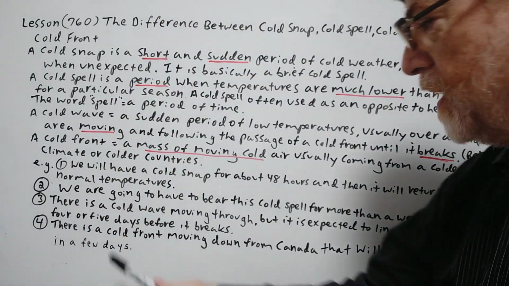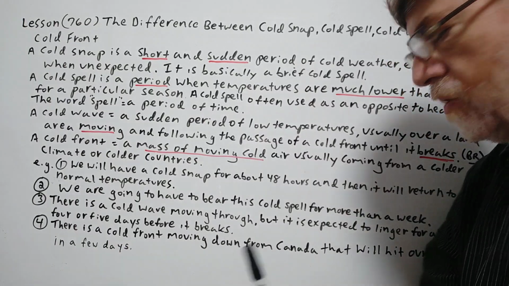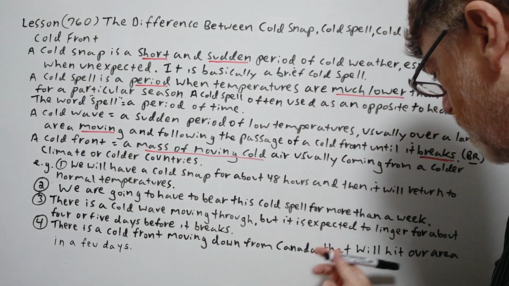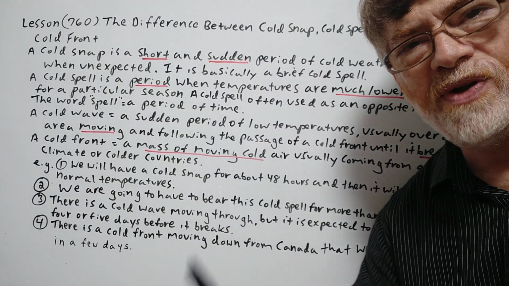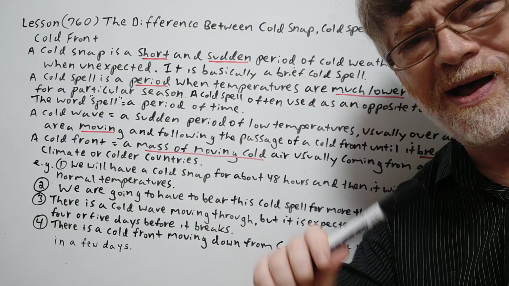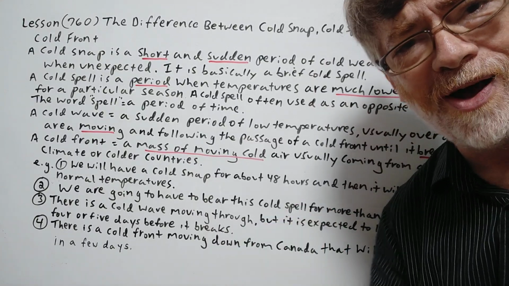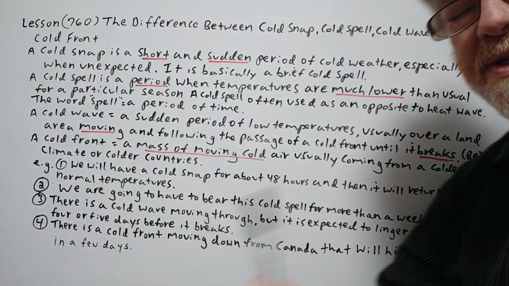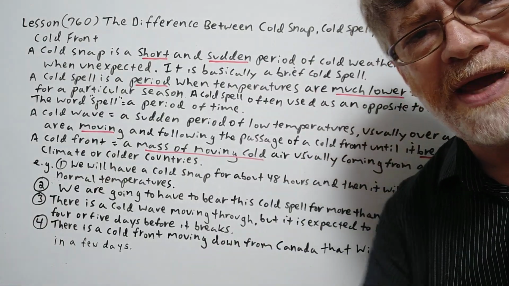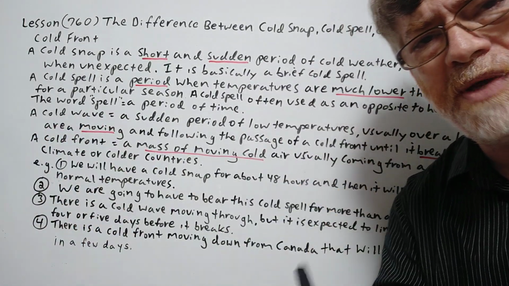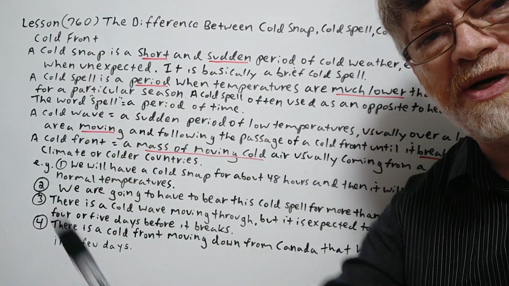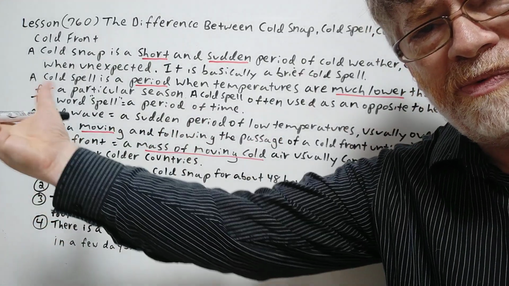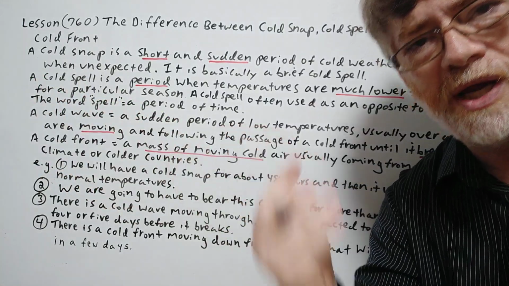Okay, and number 4, there is a cold front moving down from Canada that will hit our area in a few days. We often joke about that, that we might say like Canada sent us a cold front or something like that. A cold front is moving from there. We know that cold air is coming from there, so it's that big piece of cold air. So a lot of times we will use it before it even arrives. It's coming. They know it. The weather forecasters are warning you.